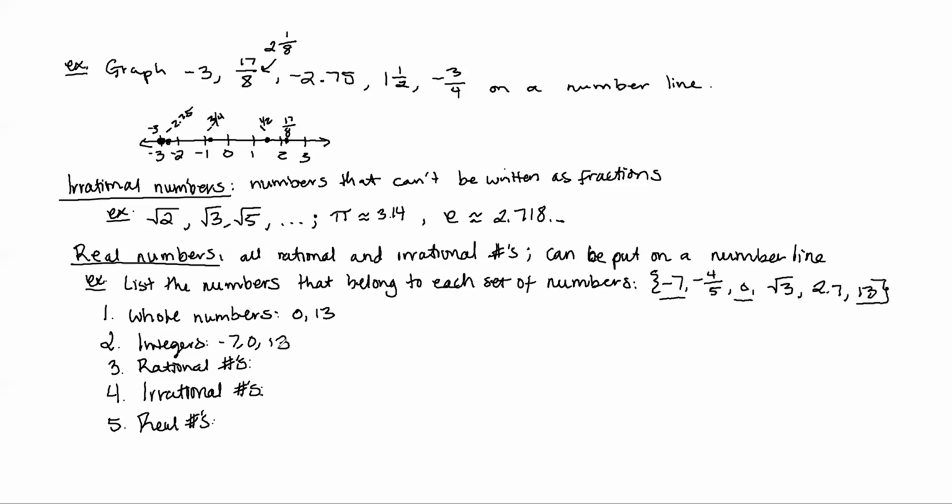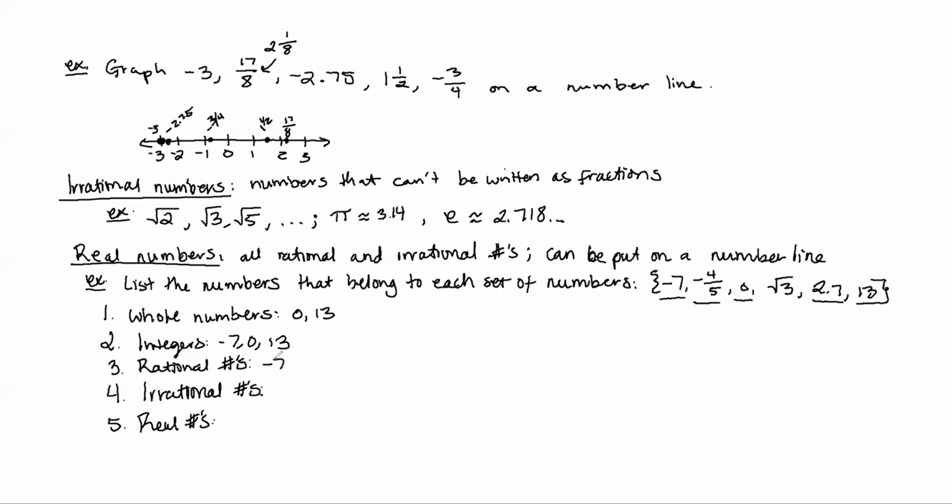The rational numbers are going to be all of these integers, plus any that can be written as fractions. So this one here, -4/5, is a fraction. Square root of 3, this is one of those irrational numbers. 2.7 is a terminating decimal, so that one is also rational.